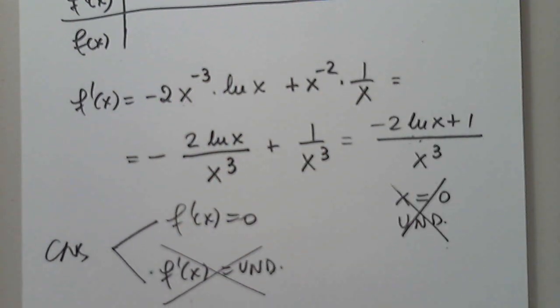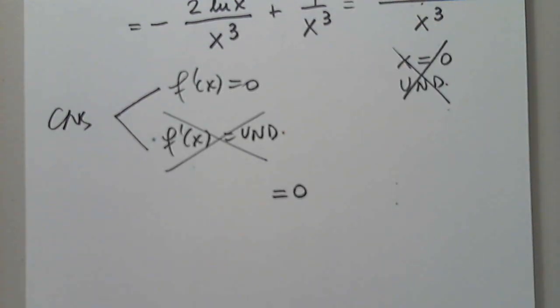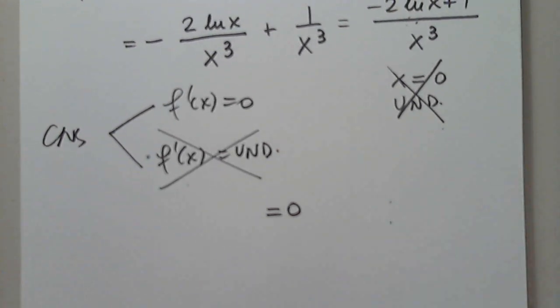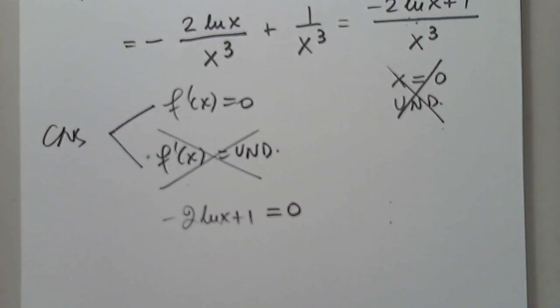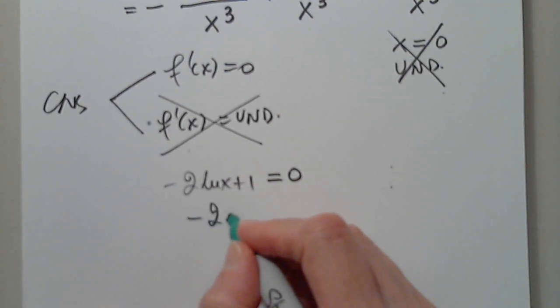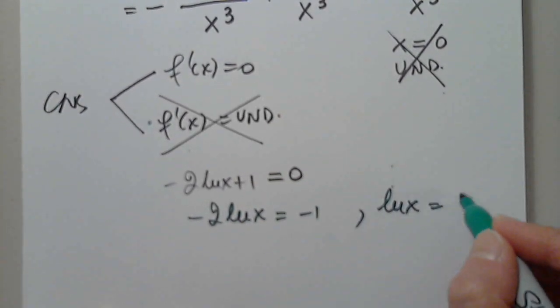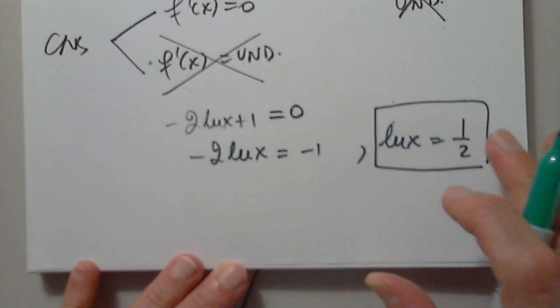So I have to set it equal to 0. When is a fraction 0? Any fraction is 0 when the numerator is 0. Excellent. And the numerator is -2 natural log x plus 1. And now I have to dig deep and see how I solve this. Of course, I'll move 1 to the other side. I'll divide by -2. How do I take it from here? This is a log equation.